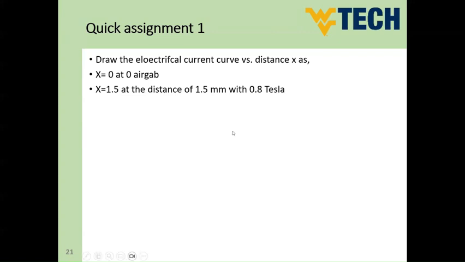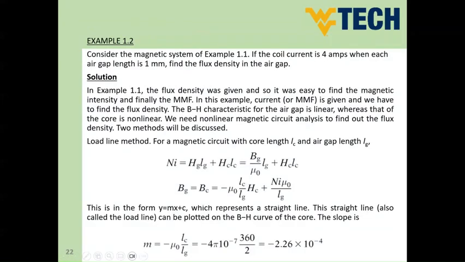Now, let's move to the next example here. In this example, consider the magnetic system of example 1.1, so the previous example. If the coil current is 4 ampere, when each air gap length is 1 millimeter, find the flux density in the air gap.